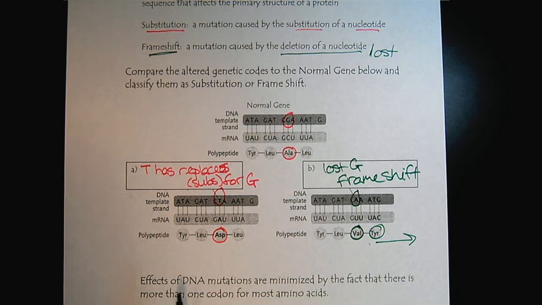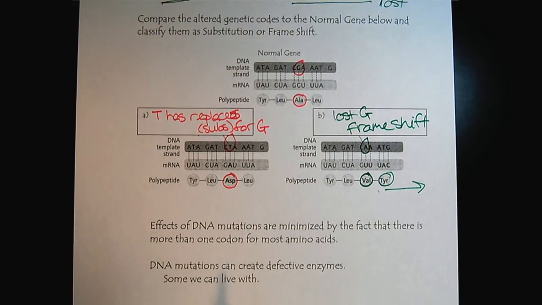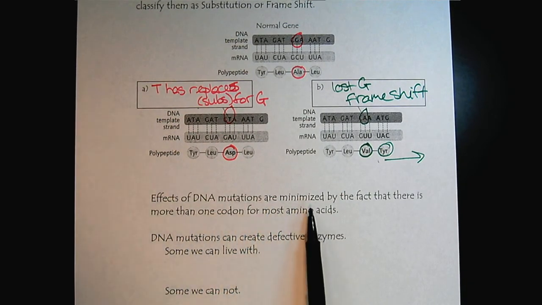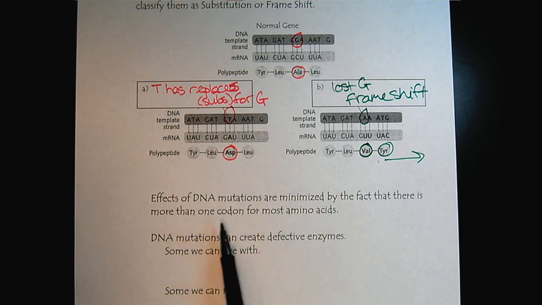And so remember, sometimes this can get kind of creepy to think about, but remember that these mutations are minimized by the fact that there is more than one codon for most amino acids, and there is editing and double checking that takes place through our biochemistry.